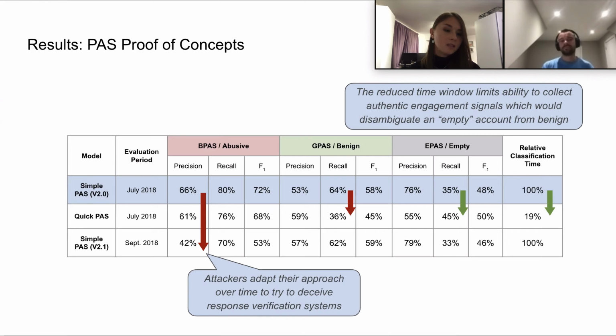However, as benign recall drops, we observe the empty recall increases. We believe this to be a result of the reduced time window limiting our ability to collect authentic engagement signals, which would ultimately disambiguate an empty account from benign for our expert human labellers.